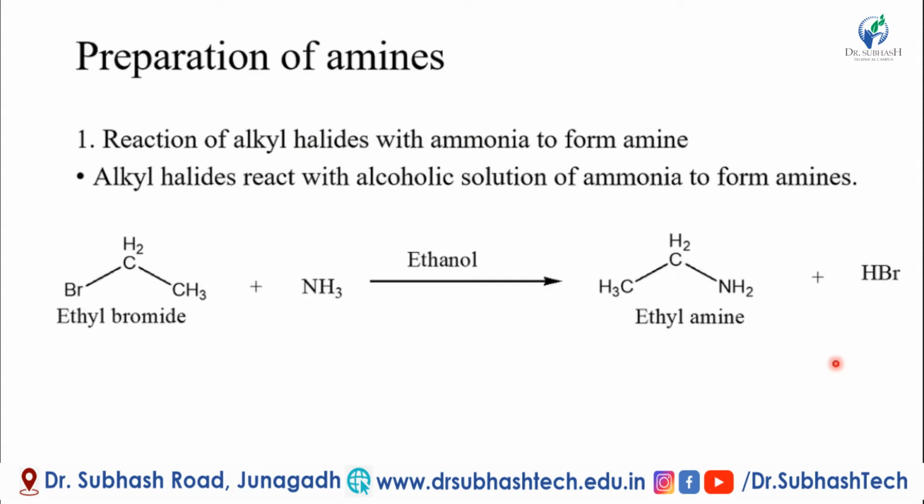Okay, so the first one is the reaction of the alkyl halide with ammonia to form the amine. Here we take an alkyl halide with an alcoholic solution of ammonia to form the primary amine. So we take ethyl bromide, that is the alkyl halide, and react it with ammonia in the presence of alcohol, so alcoholic ammonia. We get one ethylamine and HBr is removed. Here H of NH3 is replaced with Br, and Br is attached with the H, so HBr is removed.